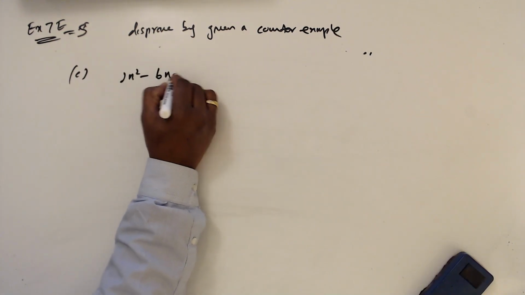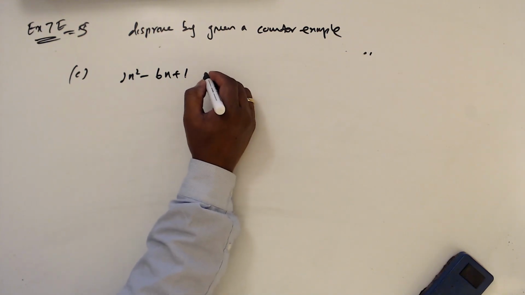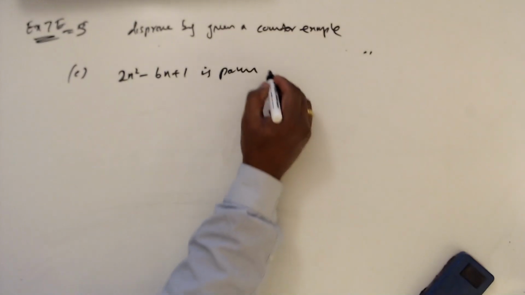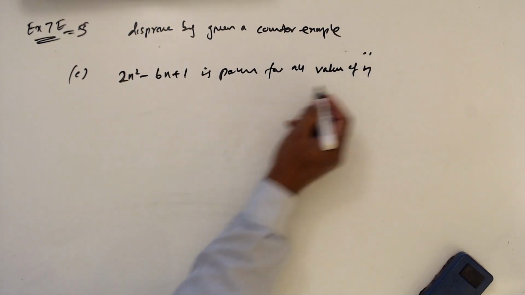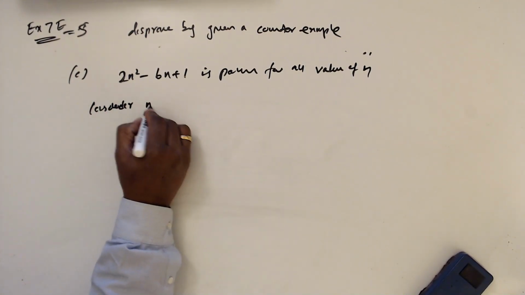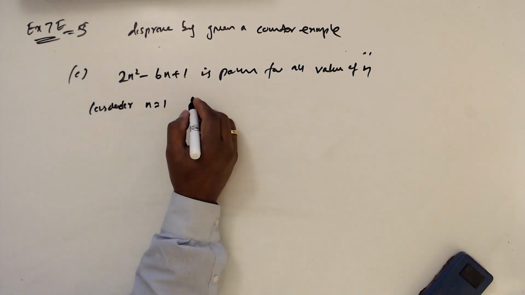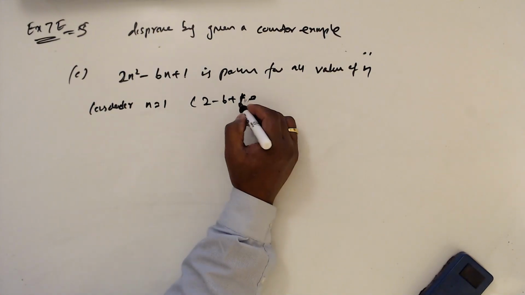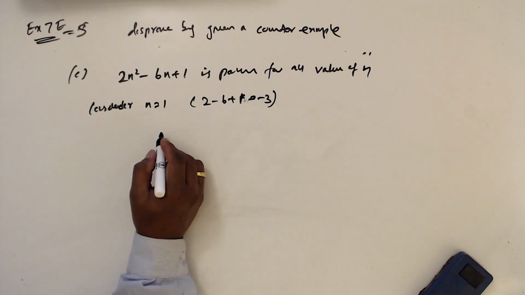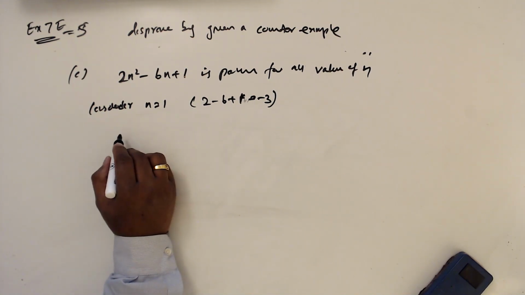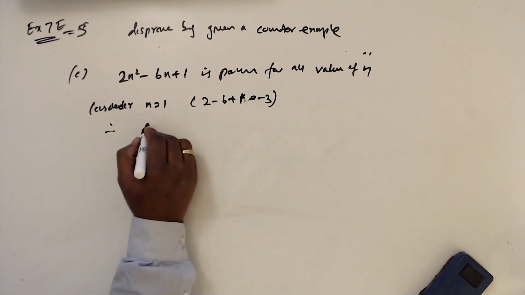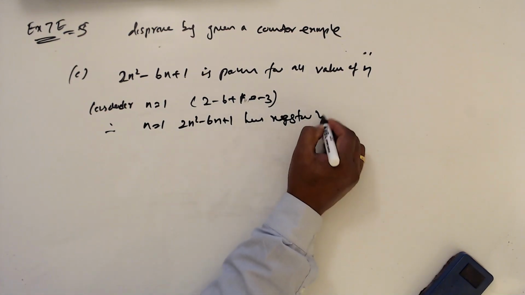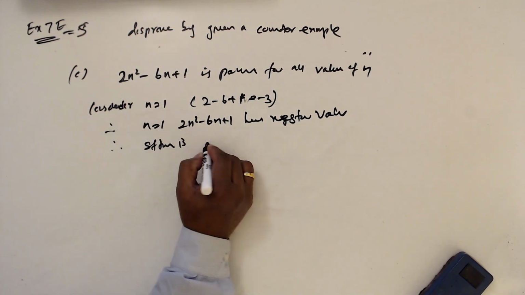C. 2n square minus 6n plus 1 is positive for all values of n. Consider n equal 1. I can see 2 minus 6 plus 1 equals minus 3. Hence, for n equal 1, 2n square minus 6n plus 1 has a negative value. Hence, the statement is not true.